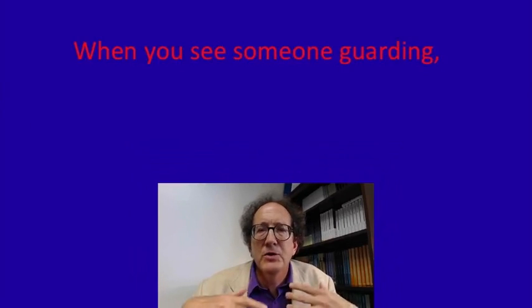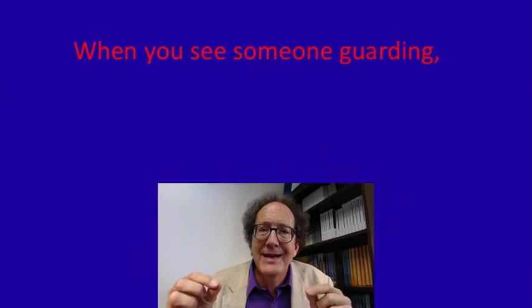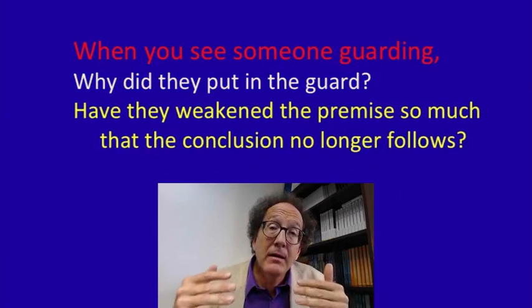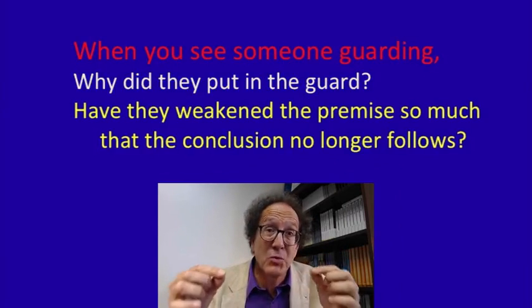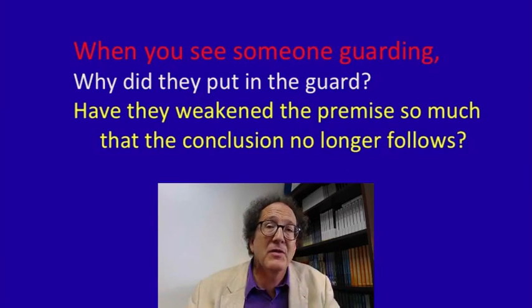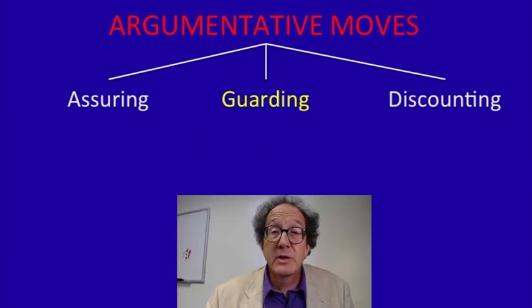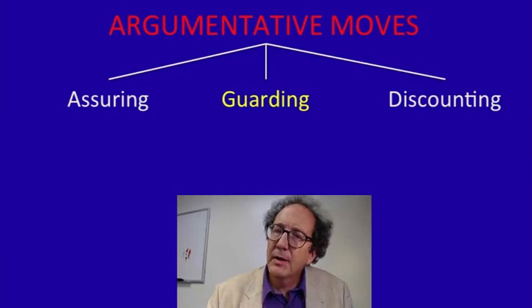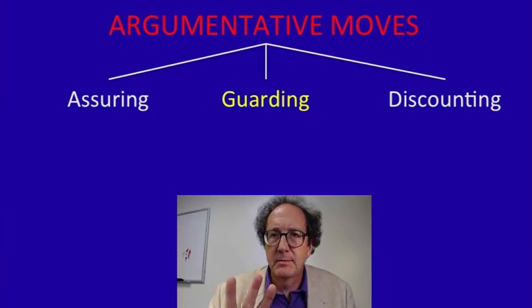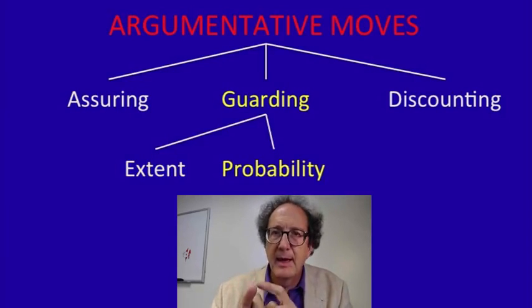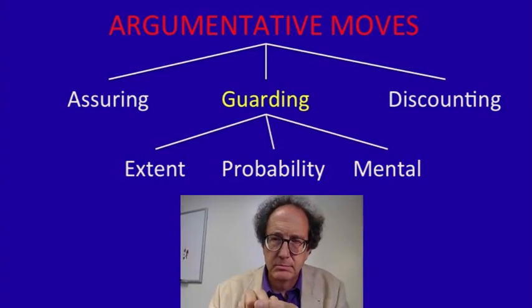So when you see someone using guarding like this, you need to ask, why did they put in the guard? And have they put in too much guarding, that is, weakened it so much that the conclusion no longer follows? So the general trick of guarding is to weaken the premise so it's going to be harder to deny. And that's how your argument gets going. But there are at least three different ways to do this. One is the extent, the other is probability, and the other is mental.